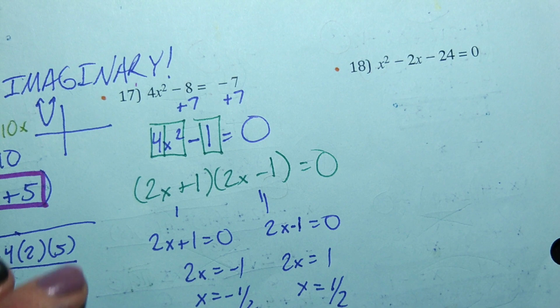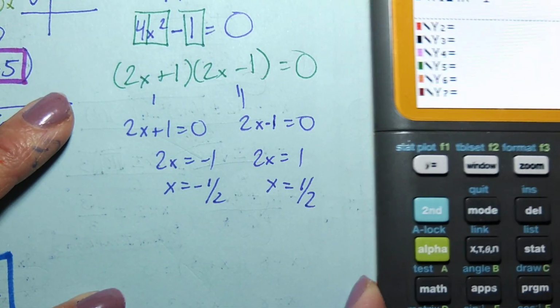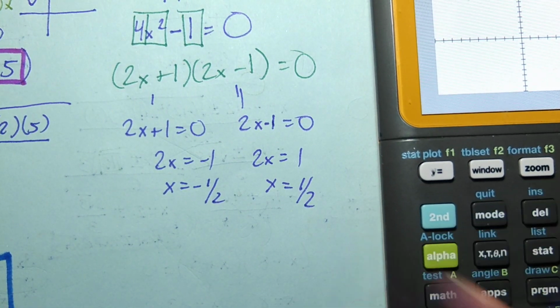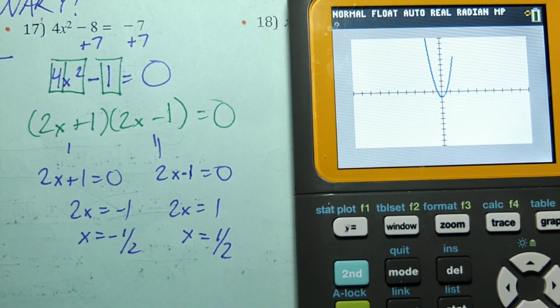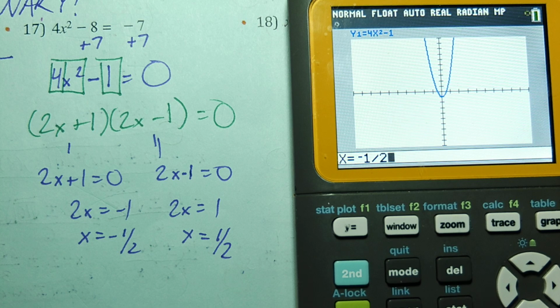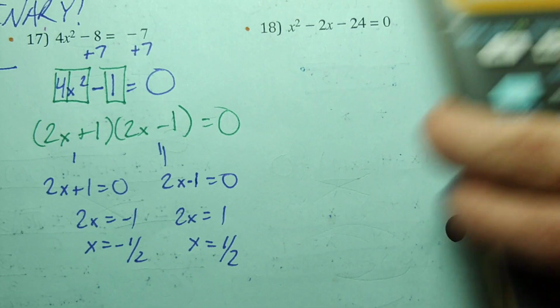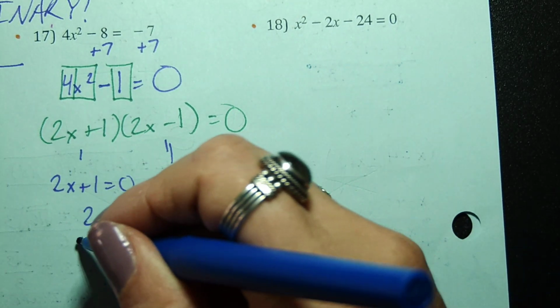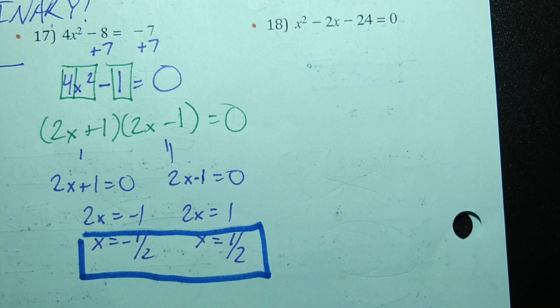and positive 1/2, which thankfully we can verify on our calculator. I type in that equation, I look at the graph, I hit trace and type negative 1/2, boom, there's one x-intercept. I type positive 1/2, boom, there's the other x-intercept. How would you describe these? 2 rational roots.